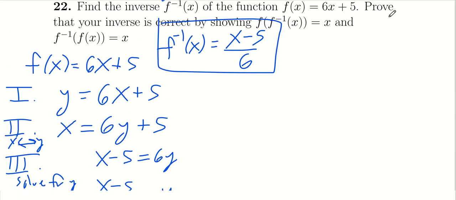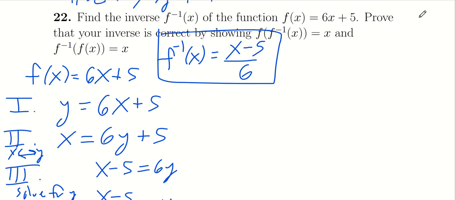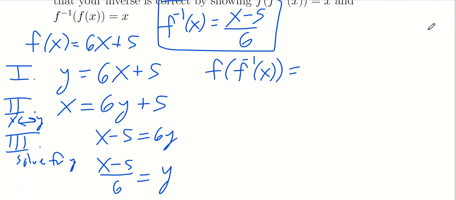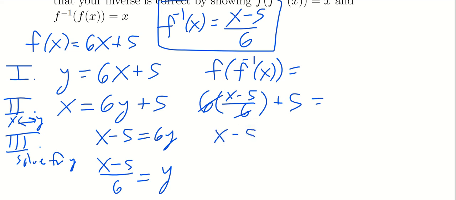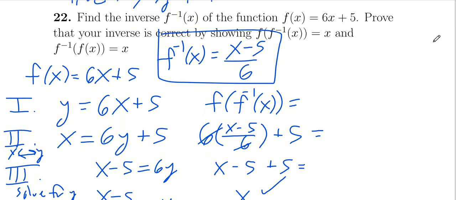To actually verify that we found the correct inverse, what we need to do is check these compositions. If we do f composed with f inverse of x, remember this should equal out to x. My outermost function is f, which looks like 6 times input plus 5, like this. We multiply the 6's and the divide by 6 cancels, so we get x minus 5 plus 5. And then the minus 5 and the positive 5 cancel. So that composition gives us x.